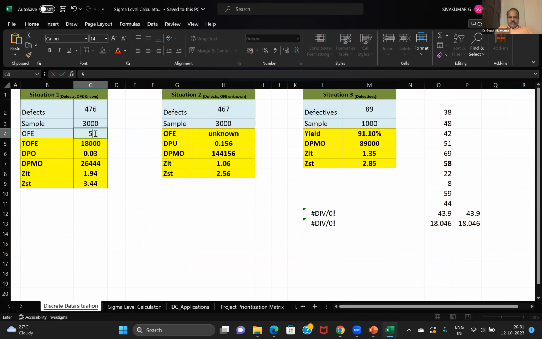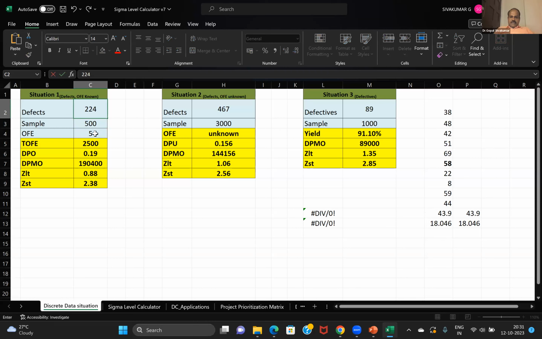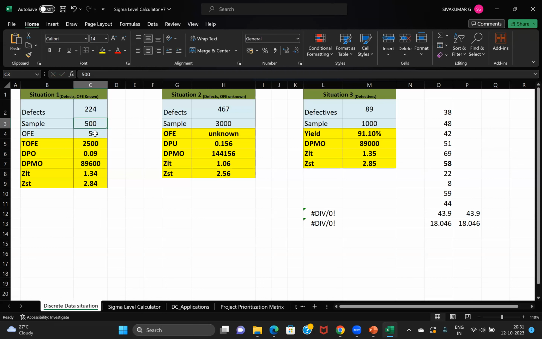Opportunities for error. How many opportunities of errors? 5. Now, how many sample reports you have checked? 500. After checking 500 reports, how many defects you observed? 224. I just enter these details in the blue colored cells. I give enter. Now, what is the DPMO? 89,600. Now, DPMO is known.